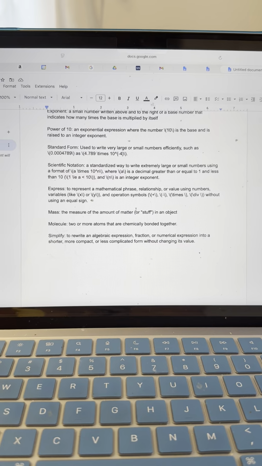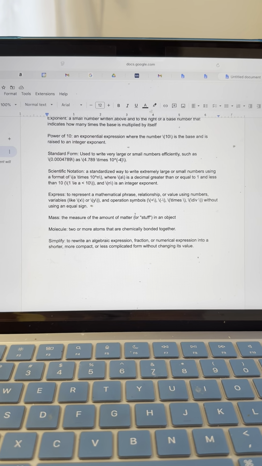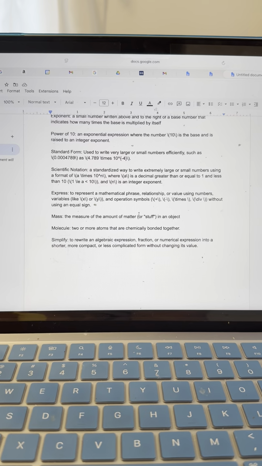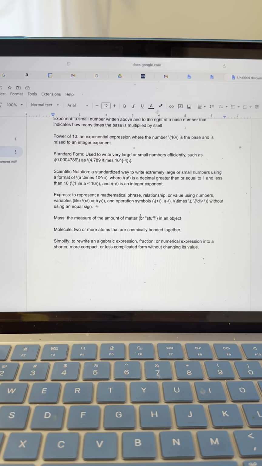Standard form, used to write very large or very small numbers efficiently, such as 0.00044789 as 4.4789 times 10 to the negative 4th.